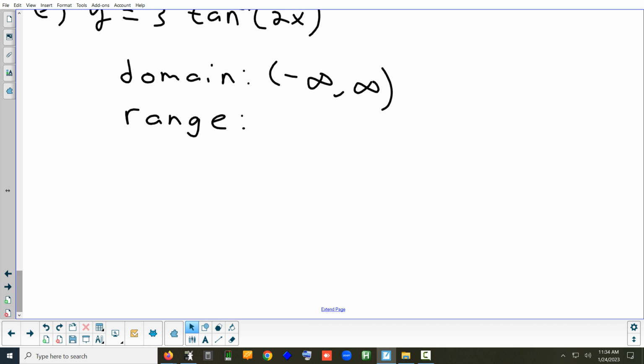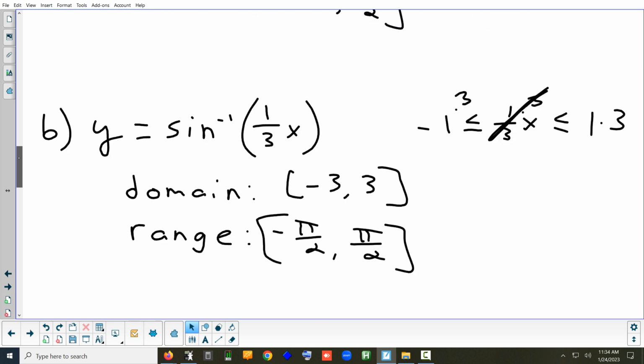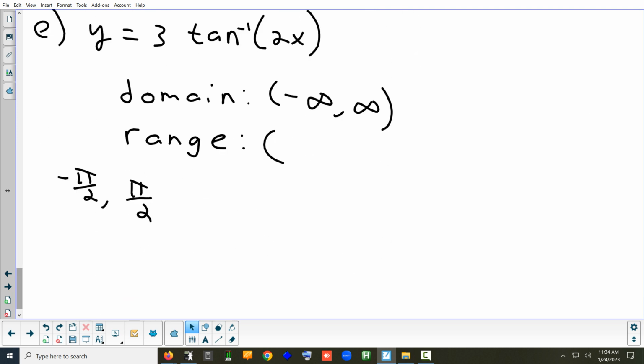What is the range for inverse tangent? Negative pi over 2 to pi over 2. But how is it different? It does not include them. So we're going to have parentheses on the range. And what are we doing with the range? What's the transformation? Multiplying it by 3. Stretching the range to be 3 times as high and low. So what's my new range?